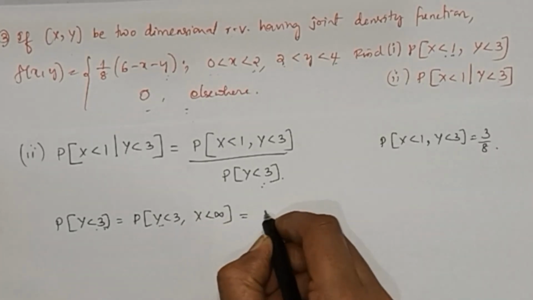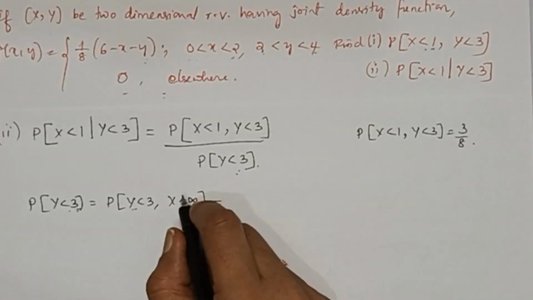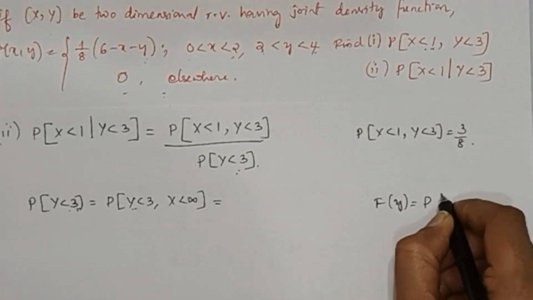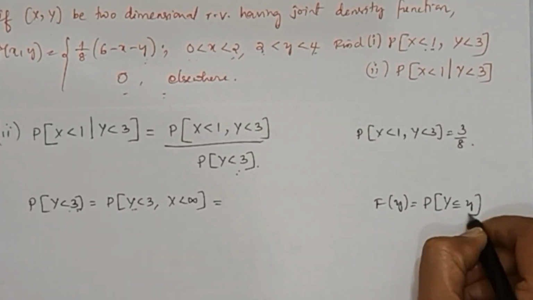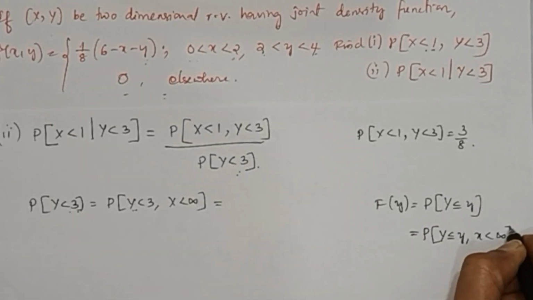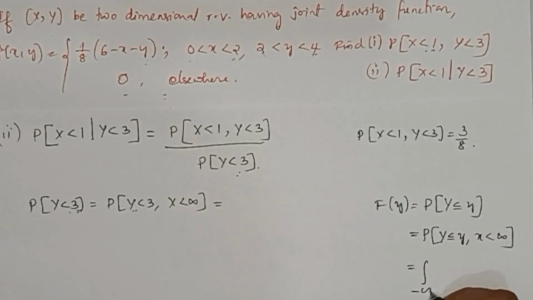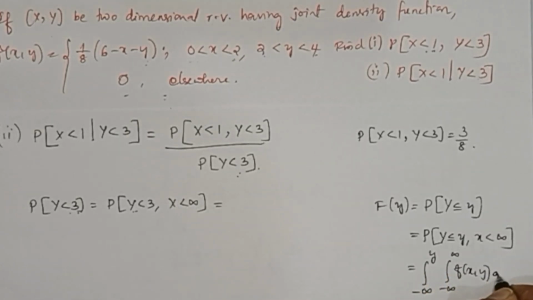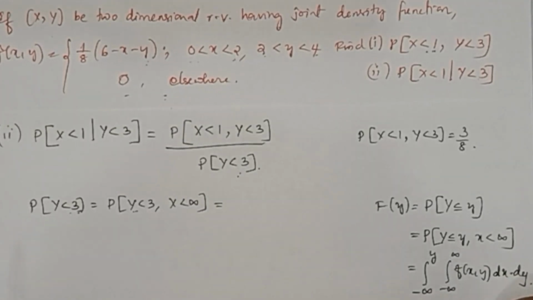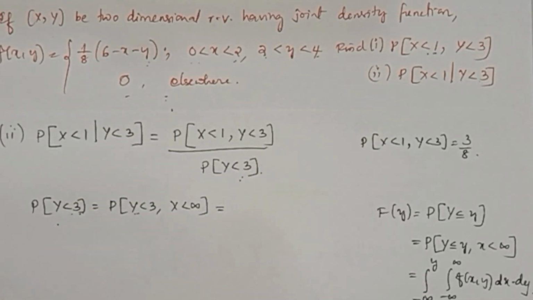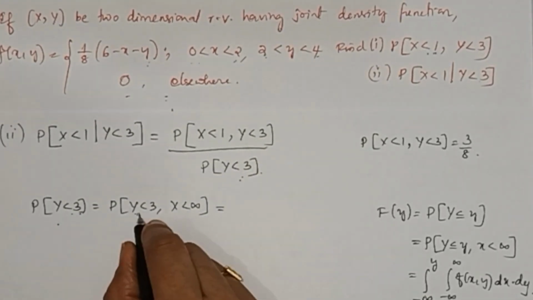So as per the definition of a distribution function of y, you know that F(y) equals probability of Y less than or equal to y, which is nothing but probability of Y less than or equal to y, X less than infinity. As per this, the integral from minus infinity to y, minus infinity to infinity, f(x,y) dx dy. This is the definition of the distribution function of y. So as per this definition, now I have this condition.